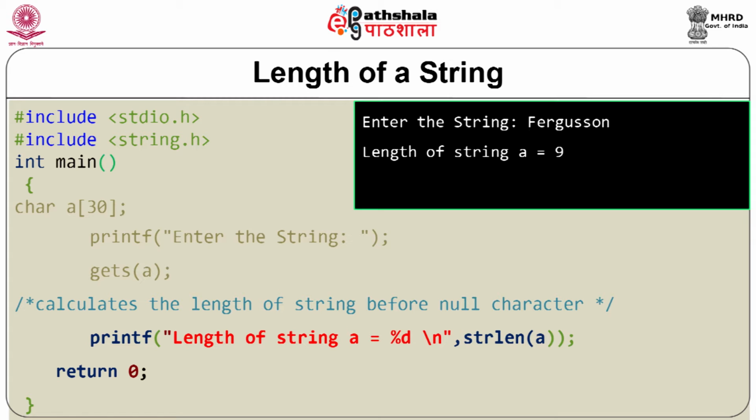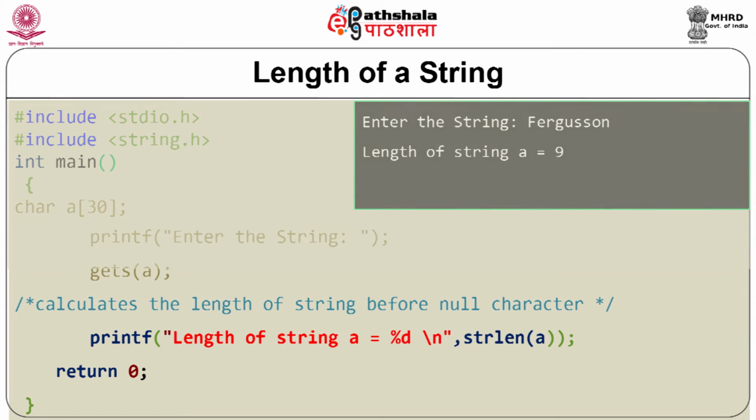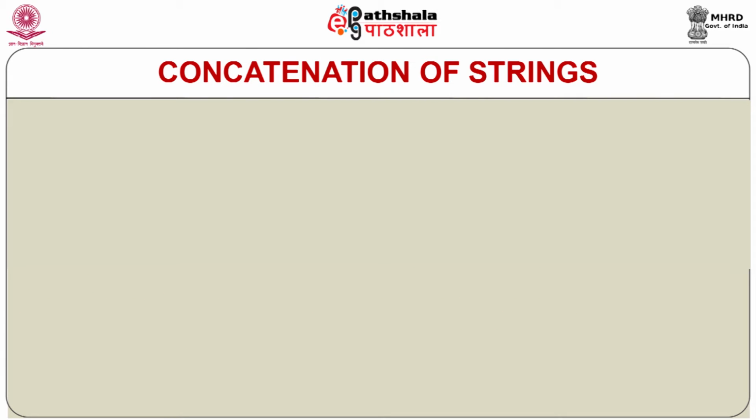If you count the number of characters in the word Ferguson, there are 9 characters. This way you can use the length function in a C program. Now let us see how to join two different strings using C language.